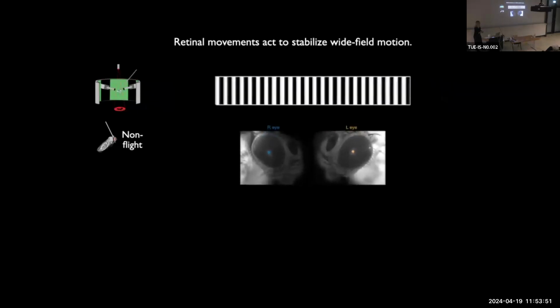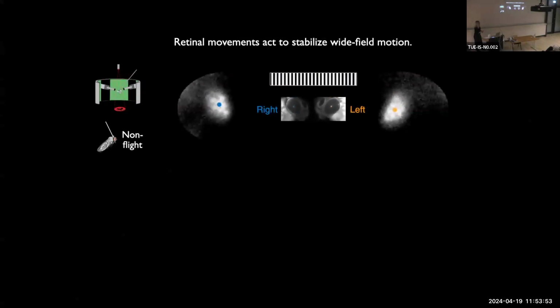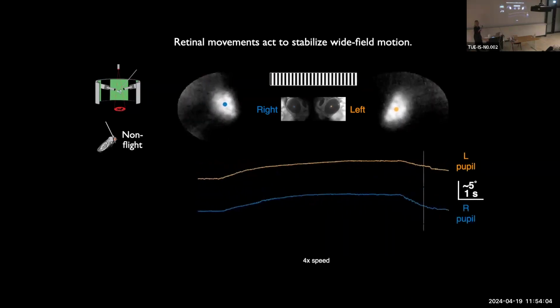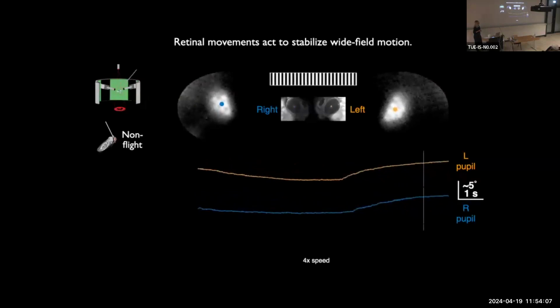And what we are doing is easier when we zoom in. Here I'm highlighting the centroid of the right and left pseudopupil, and I'm going to plot the horizontal excursion over time down here. You'll see that whenever the grating moves to the right, the pseudopupil moves to the left, and vice versa.